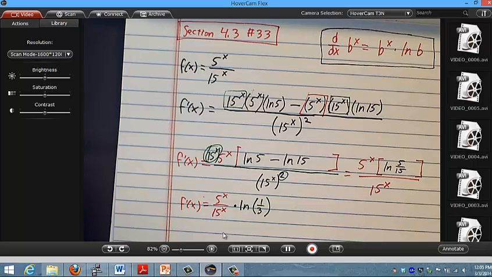Is that almost a formula right there in itself? Yeah. Anytime you have two constants raised to the x, and it's the natural log of those constants. And actually there's an easier way. I should have seen that.